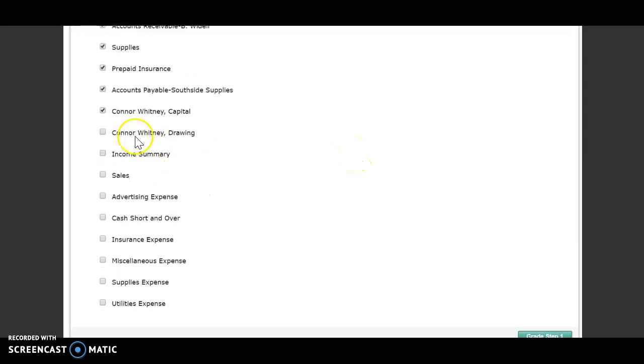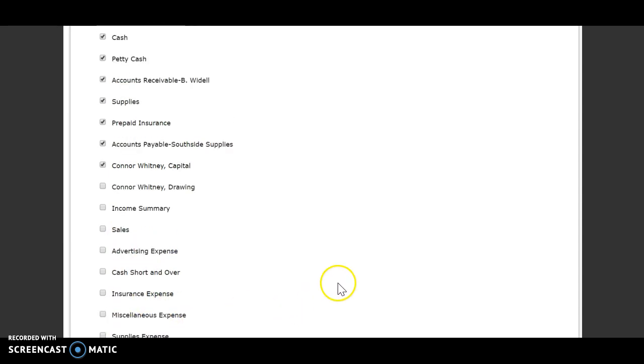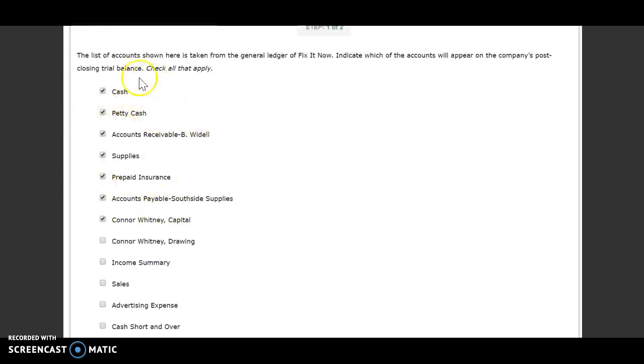Now, drawing is going to be a temporary account. Same with income summary, sales, advertising expense, cash short and over. Oops, why am I checking those? We don't want to check those because those are all temporary accounts and will not appear. Insurance expense, miscellaneous expense, supplies expense, utilities expense. So these top ones are going to be the ones that are our permanent accounts that appear on our post-closing trial balance.